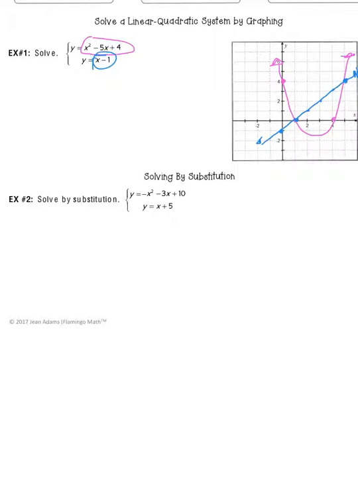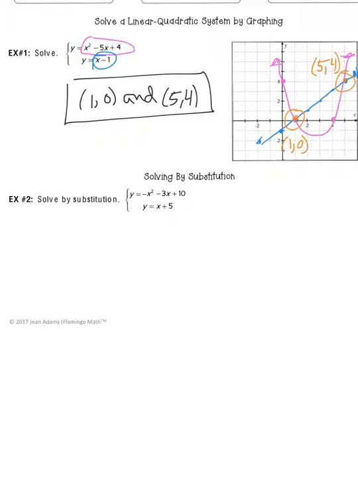Okay, so once you put those in the calculator, this is the viewing window, this is what you're looking at. So the place at which both of these intersect would be here, so right here and here. So those ordered pairs, this one right here would be +1, 0, and this one here would be +5, +4. So your two solutions are going to be 1, 0 and 5, 4. So you're letting the calculator do all of your work.